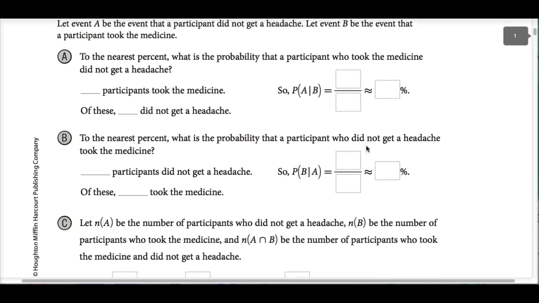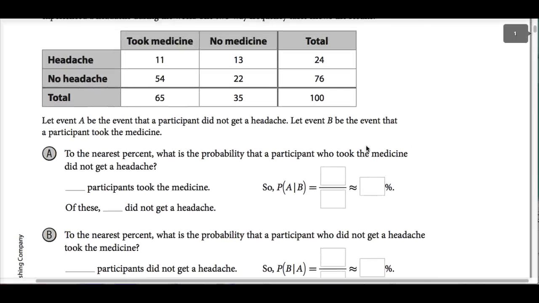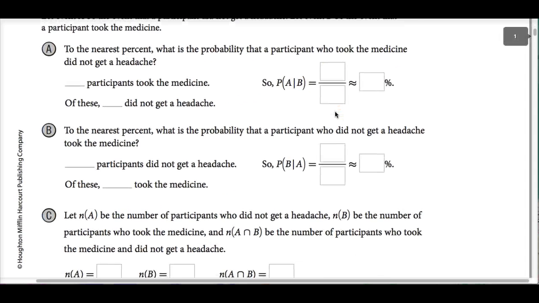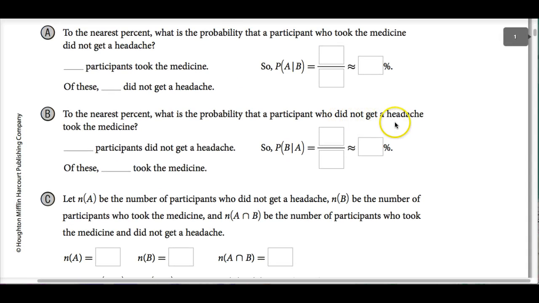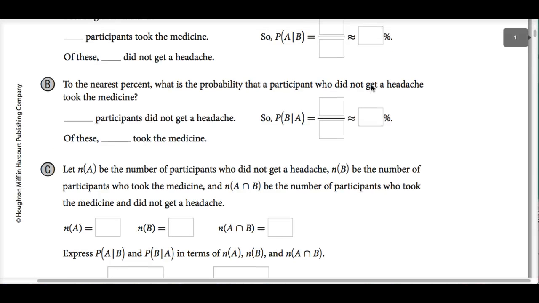And then it says to the nearest percent, what is the probability that a participant who did not get a headache took the medicine? Okay, no headache. If you go all the way over here, the total people who did not have a headache is 76. So out of the 76 people who did not get a headache, who took the medicine? Only 54. So it's 54 over 76.